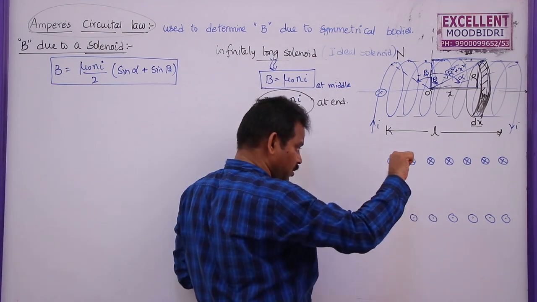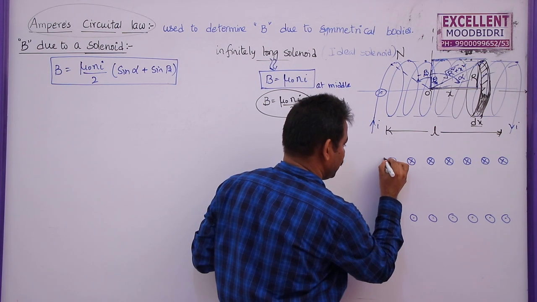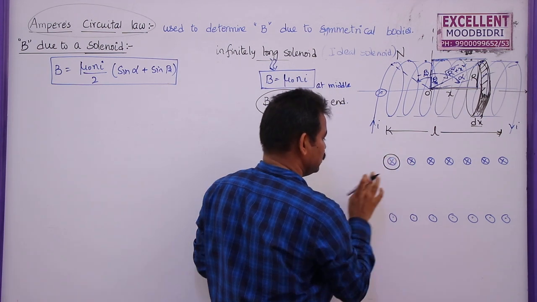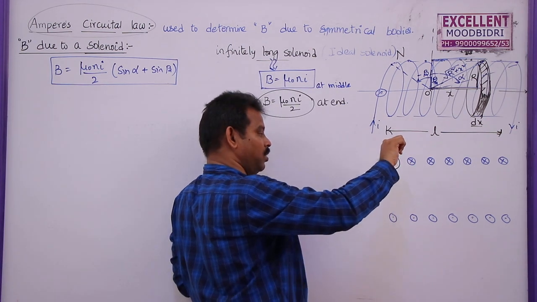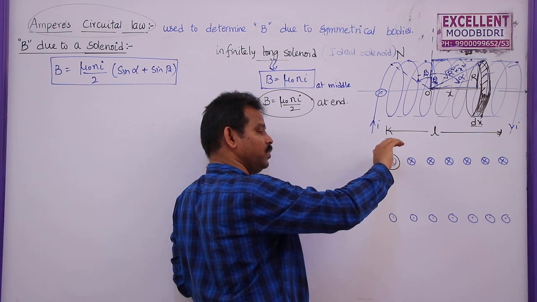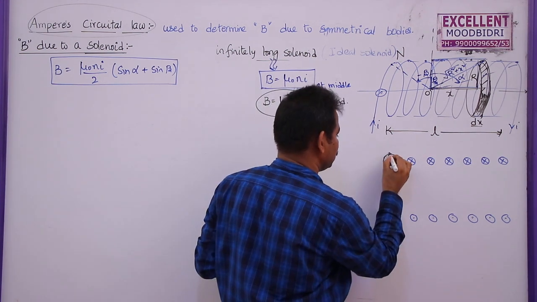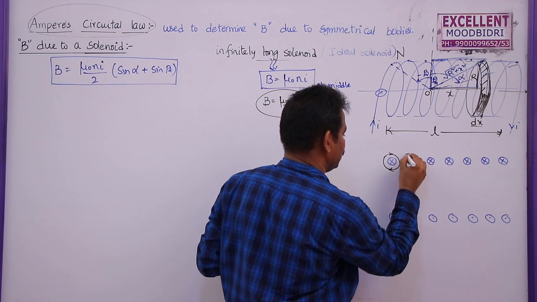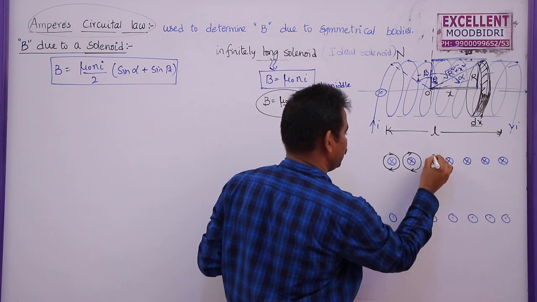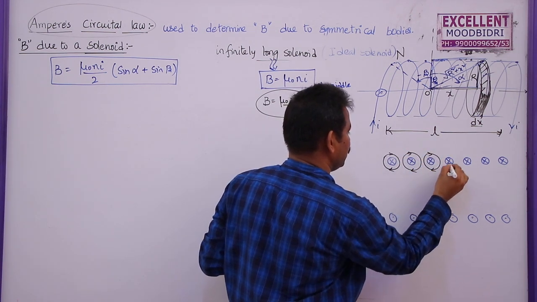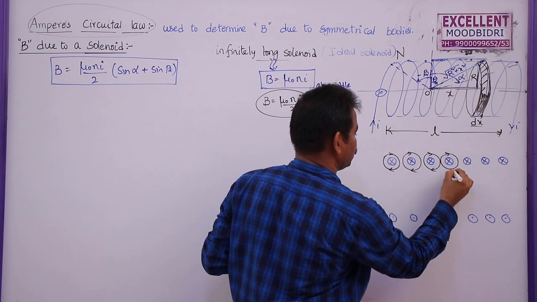When the current is entering into this one, the magnetic field around this one will be produced like this. So for a current entering into the board, the field should be in the clockwise direction. So this is the direction of the magnetic field.